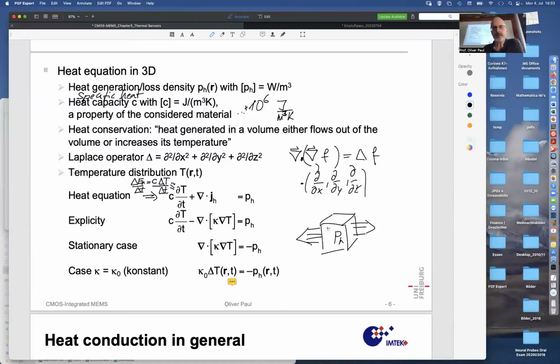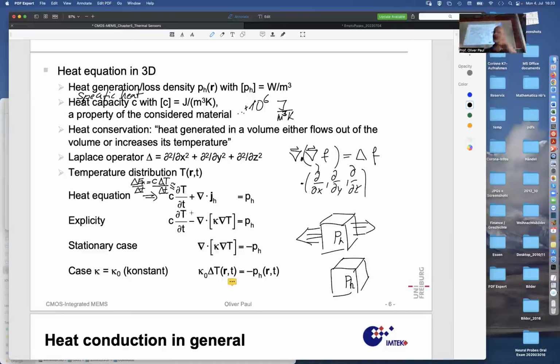So if the object was isolated all around, no heat could be dissipated. There would be no divergence of heat. And so if we have this other object with pH and heat is stuck there, then it must become hotter: C times dT over dt.